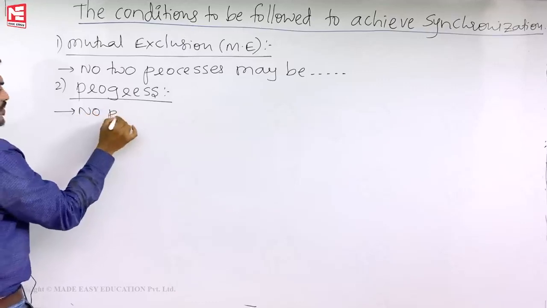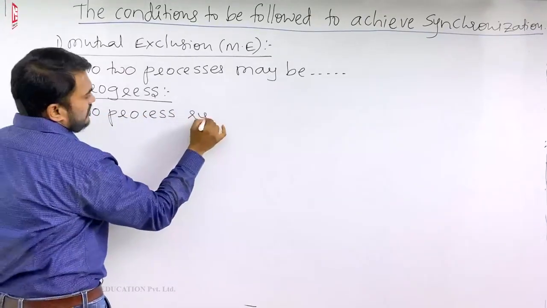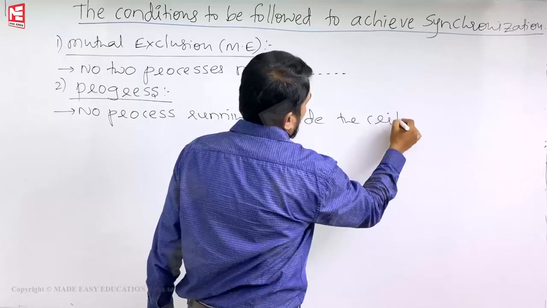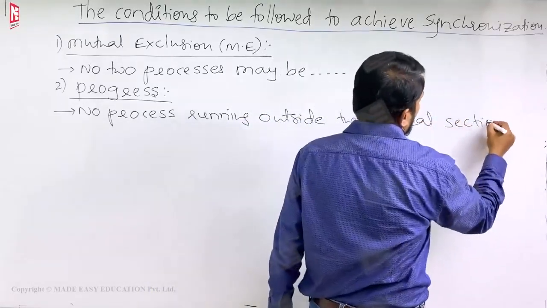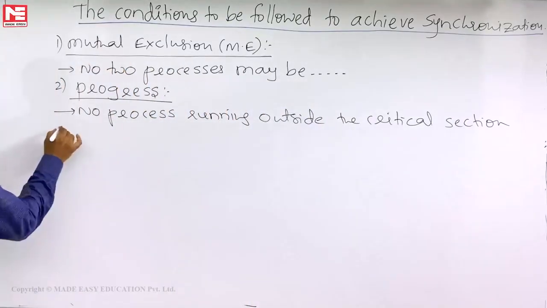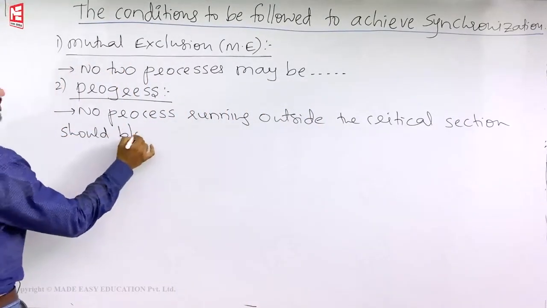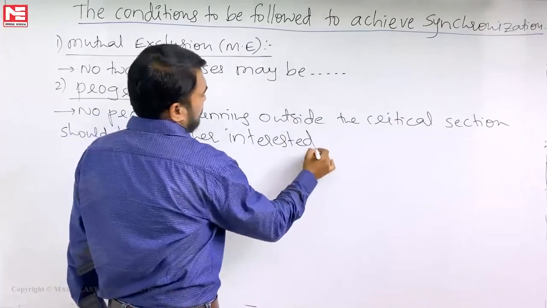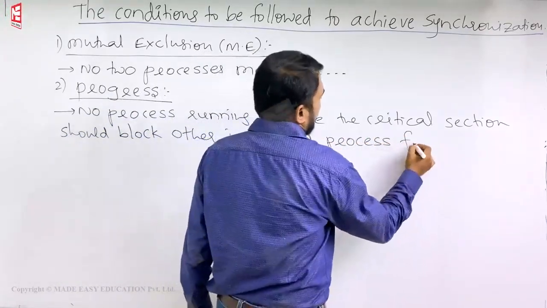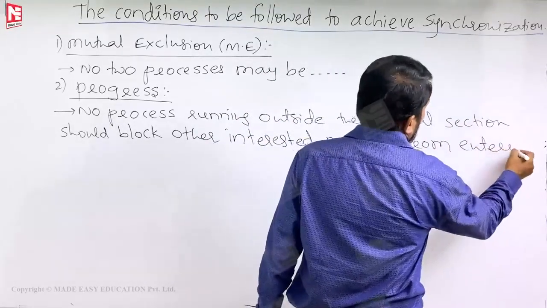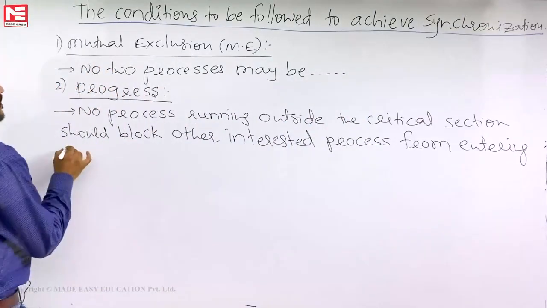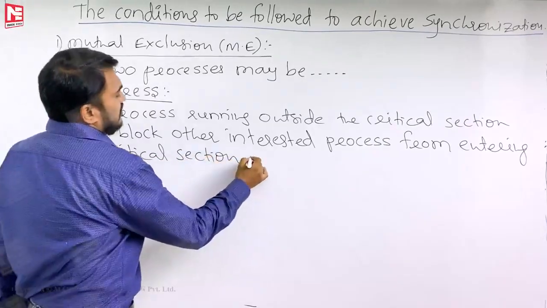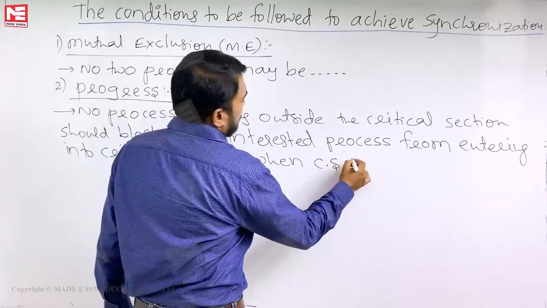First statement: no process running outside the critical section should block other interested processes from entering into the critical section when the critical section is free.